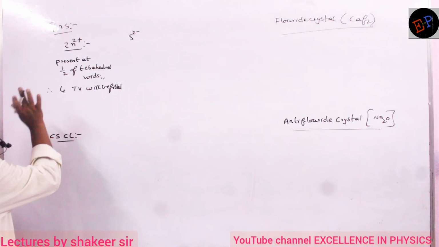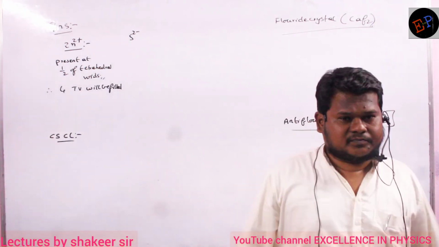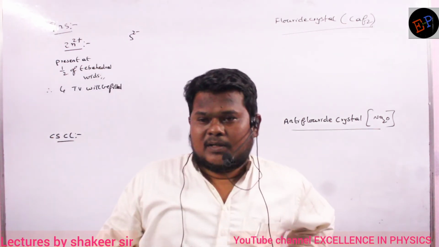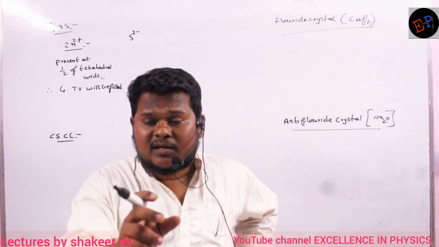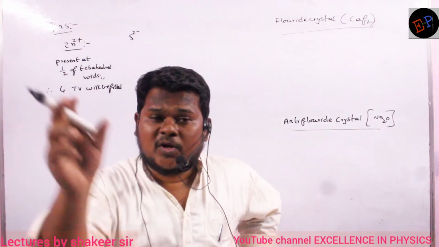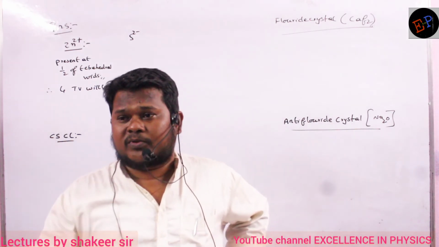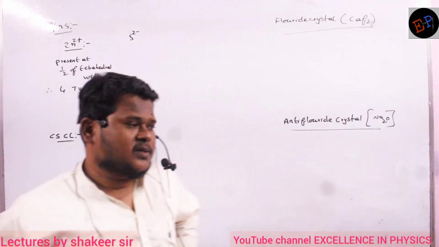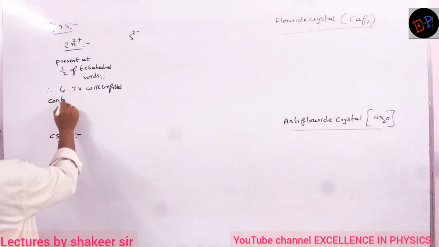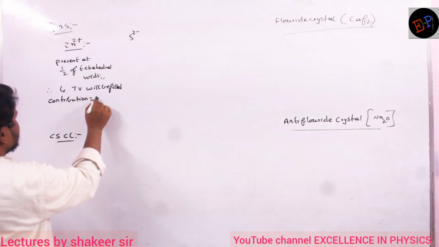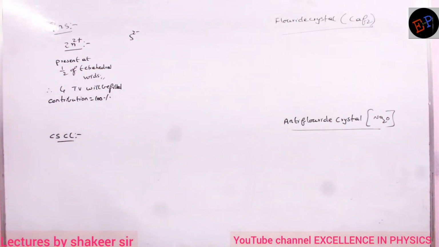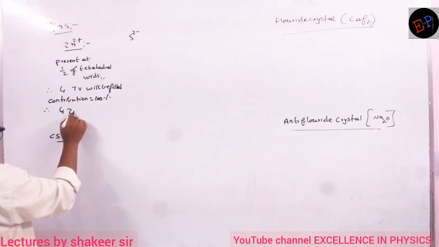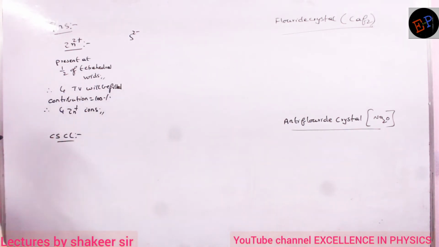And what is the contribution of each tetrahedral void? It is 100%, because the tetrahedral voids are present on the body diagonal, and body diagonals are present inside the cube, no? The atoms also must be inside. So therefore the contribution is 100%. Are you able to understand? So therefore, how many Zn2+ ions are present? 4 Zn2+ ions will be present.